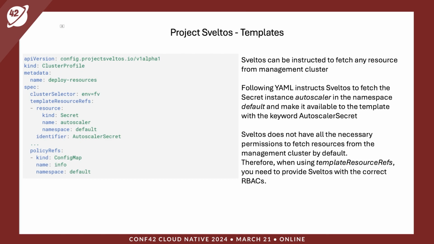Now, another strong point for using Sveltos is that anything that you want to be deployed can be expressed as a template. And Sveltos has the ability of instantiating this template using resources which are present in the management cluster at the time of deployment. So in this example, we're telling Sveltos: take the content which is present in the ConfigMap in the namespace called info, know that this is a template, and instantiate it using the content which is present in this Secret in the management cluster in the default namespace called autoscaler.